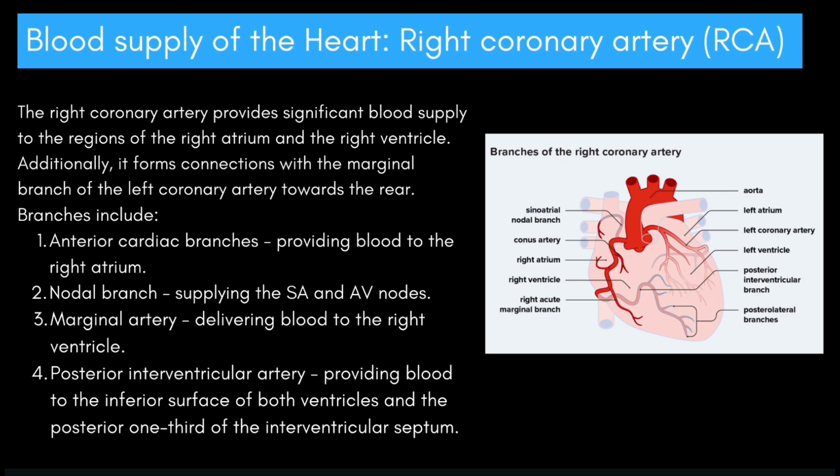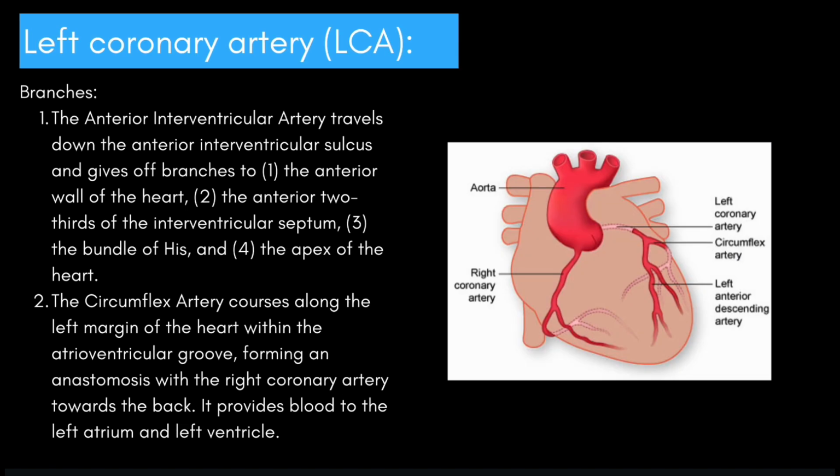The branches include the anterior cardiac branches, which provide blood to the right atrium; the nodal branch, which supplies the SA and AV nodes; the marginal artery, which delivers blood to the right ventricle; and the posterior interventricular artery, which provides blood to the inferior surface of both ventricles and the posterior one-third of the interventricular septum. Let's go ahead and move on to the next concept.